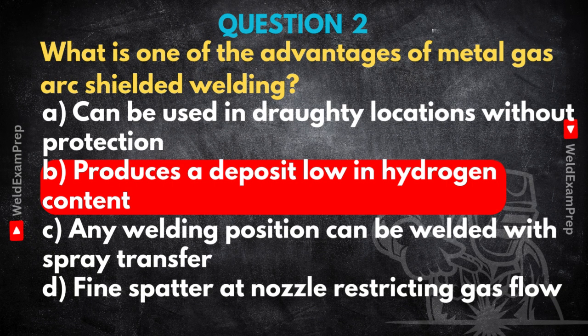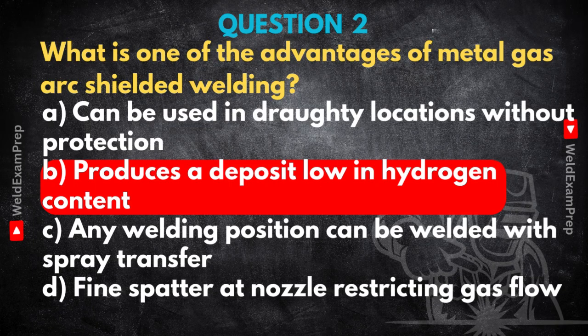So when you really break down the nuances of the process, it's clear that producing that low hydrogen deposit really stands out as the significant advantage here among these choices, critical for weld integrity. Precisely. It directly tackles one of the most insidious types of weld defects right from the start.